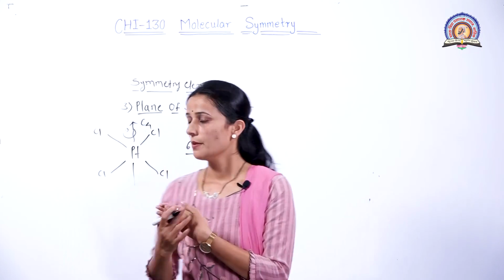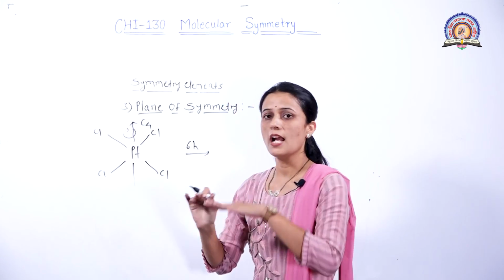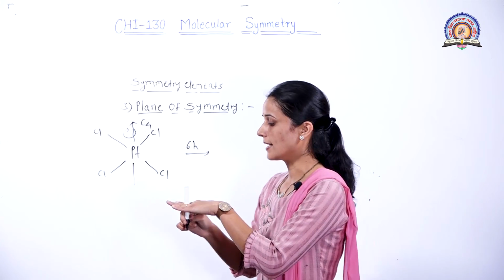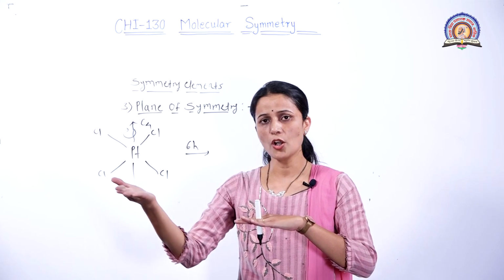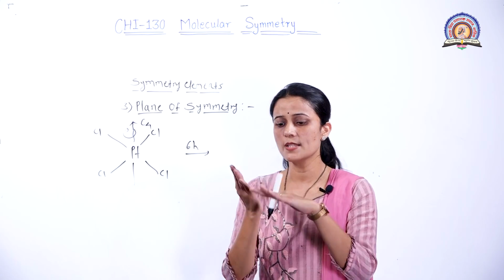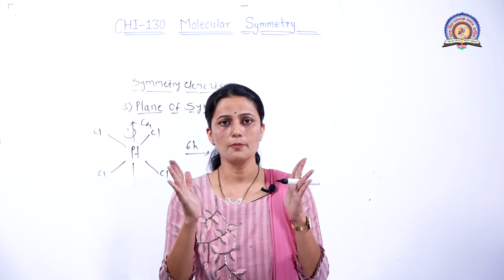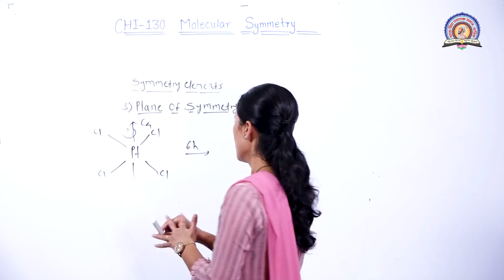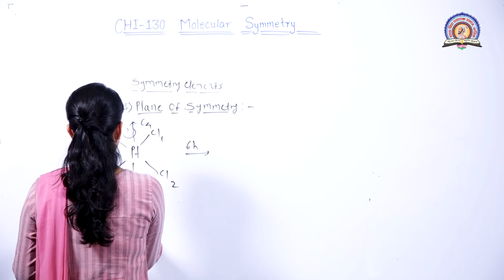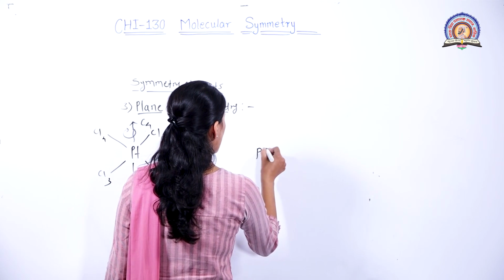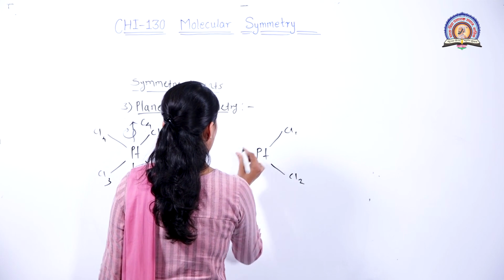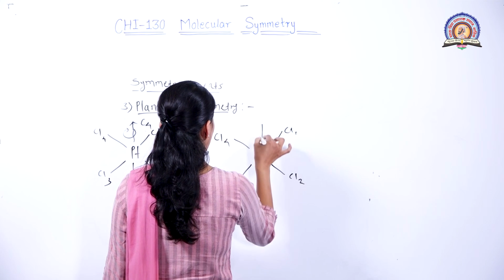This is your compound, because platinum and all the chlorines are in one plane. That's why this is your principal axis, which passes through the platinum, and I can draw this plane which is perpendicular to the principal axis, which cuts the whole molecule into 2 equal parts which are mirror images of each other. That's why sigma H is present in this molecule, and the molecule remains as it is, that is Cl1, Cl2, Cl3 and Cl4.